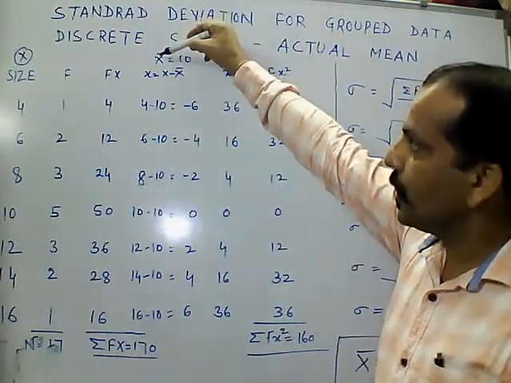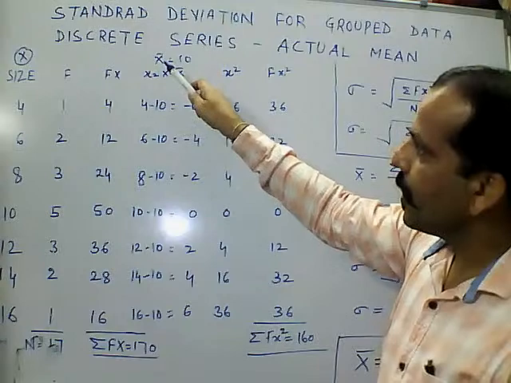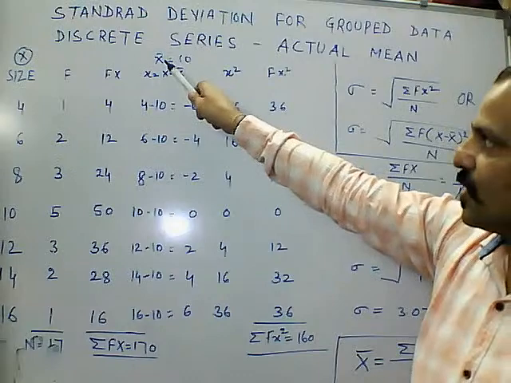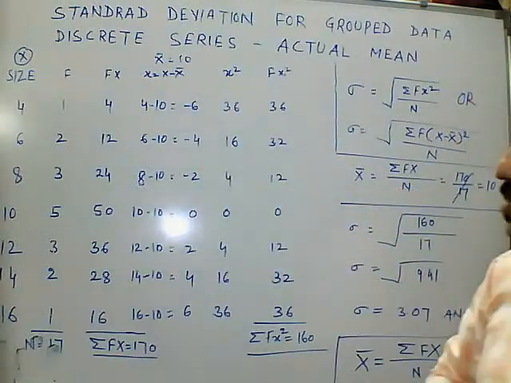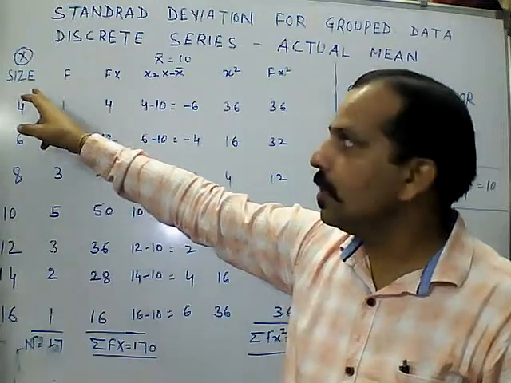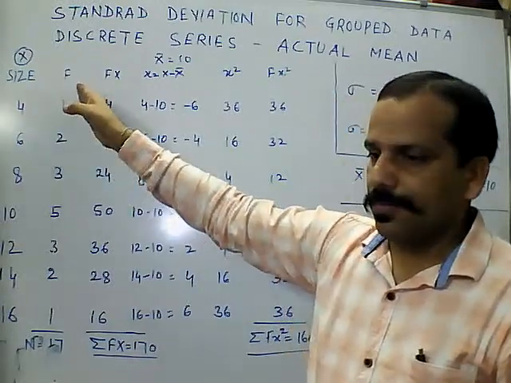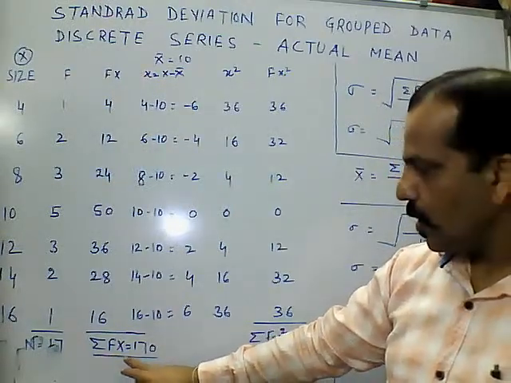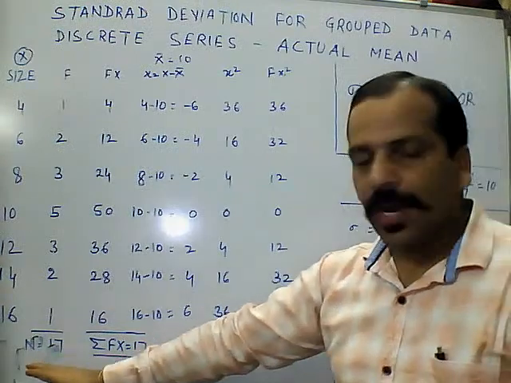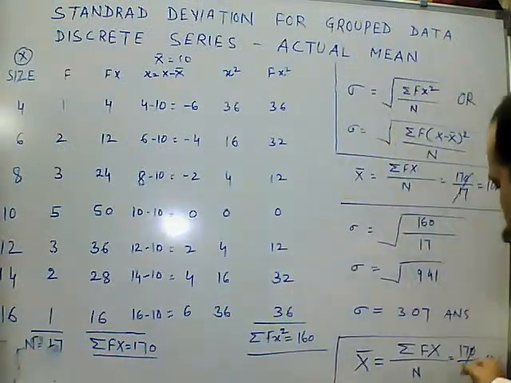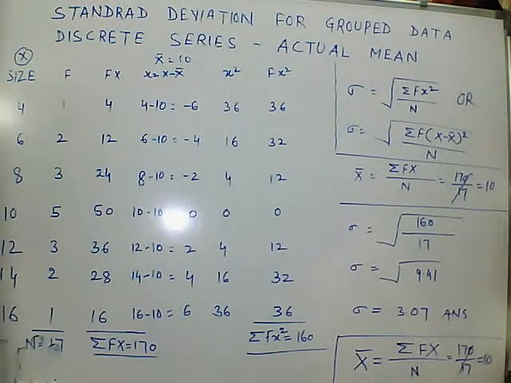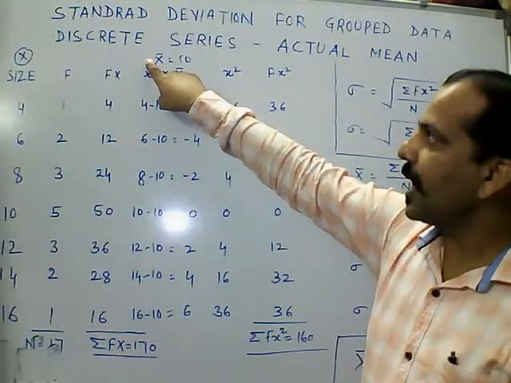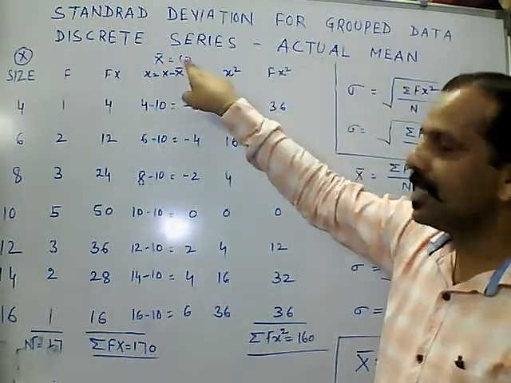So here we find the value of the mean. X bar means mean, actual mean. Why actual mean? Because first we multiplied x with f, the size with the frequencies. The sum of frequency into size divided by the number of observations, 170 divided by 17, is equal to 10. So 10 is your actual mean.